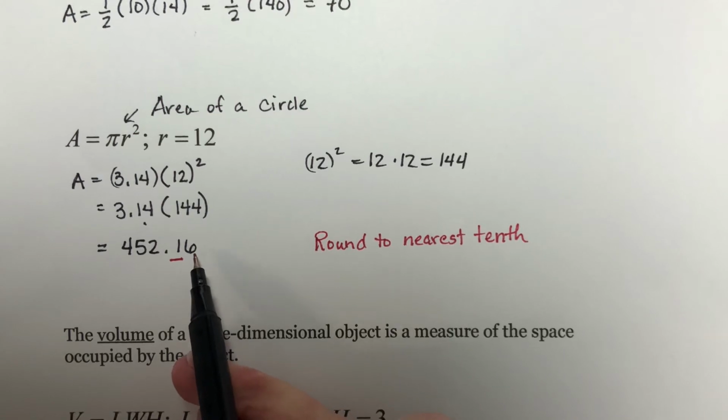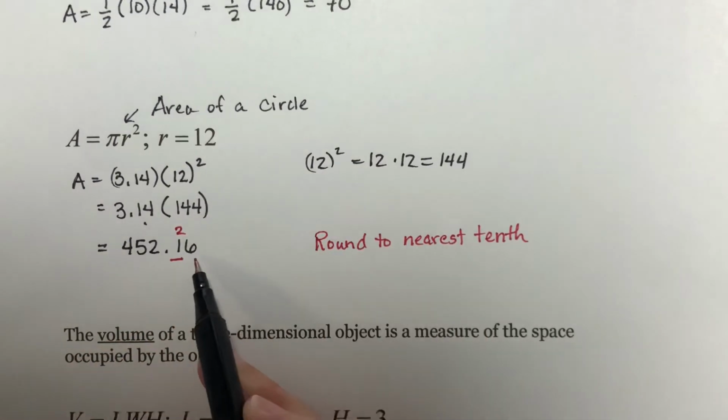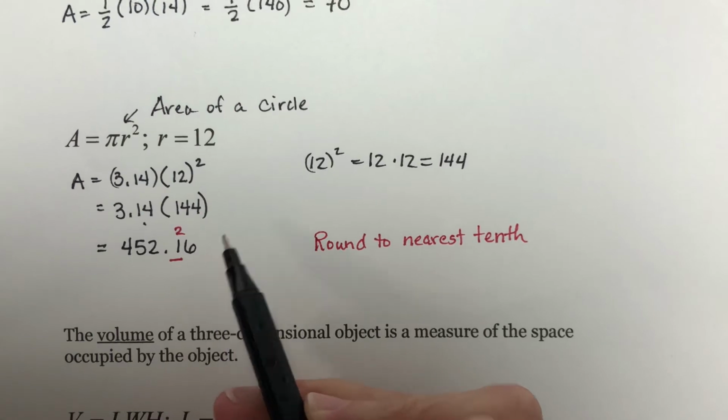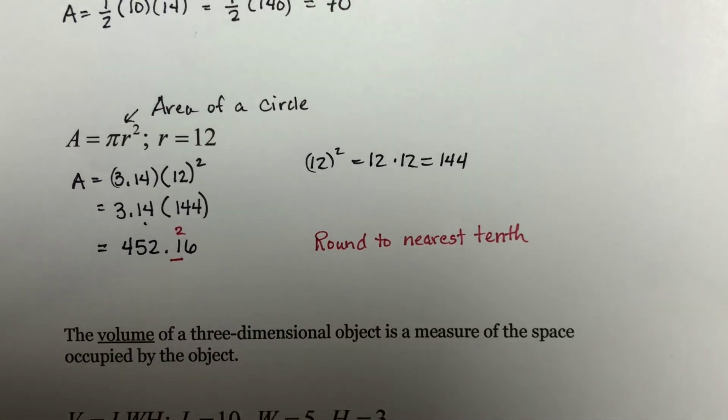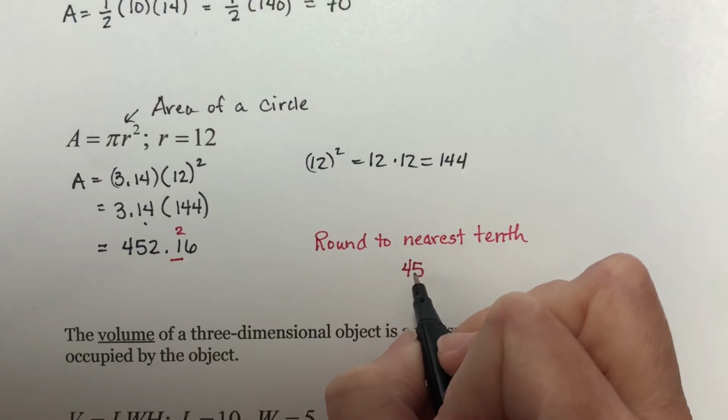If the next number is a 5 or above, you bump this number up to a 2. So this 6 is going to bump this up to a 2. If the number is 0 through 4, I would just keep the 1. If I were asked to round this to the nearest tenth, what I would write is 452.2.